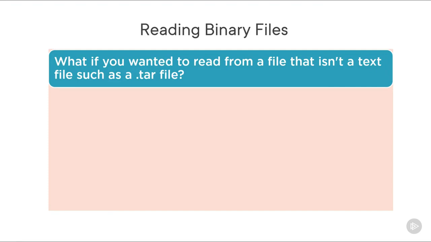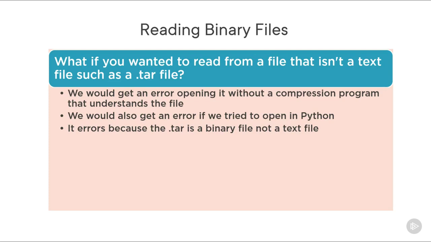Now, what if you want to read from a file that isn't text, right? Like a .tar file. Well, if you try to open that up and you don't have a compression program on your machine, it's going to error out. And if you try to open that same file in Python, it's going to error out. And that's because something like a tar file, or maybe even an image file with an image format that is not supported on your server, you don't have the computer program that understands the format of that file, it's not going to open up. It's just going to error out on you.